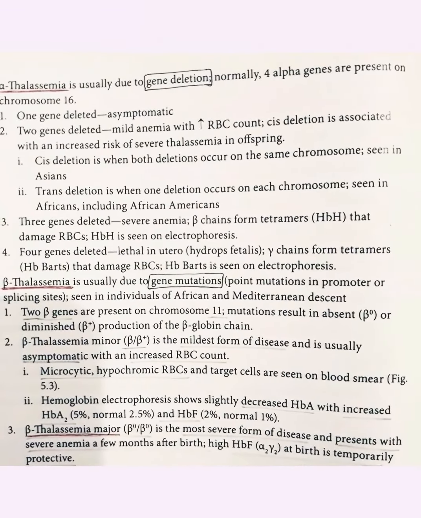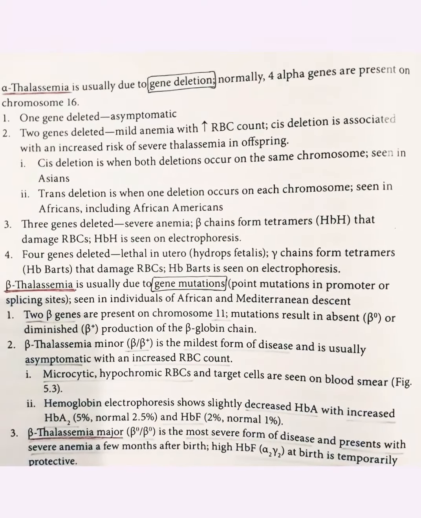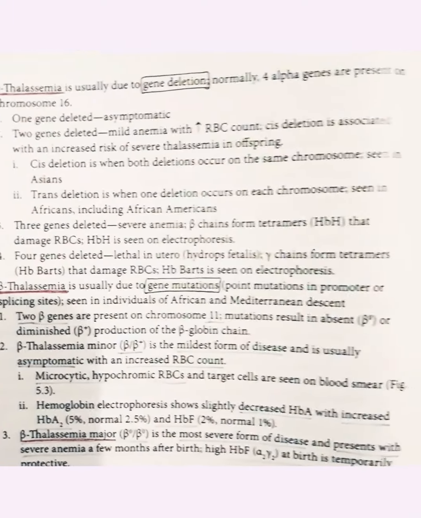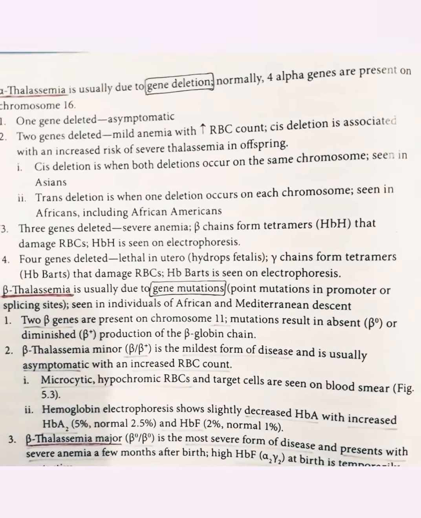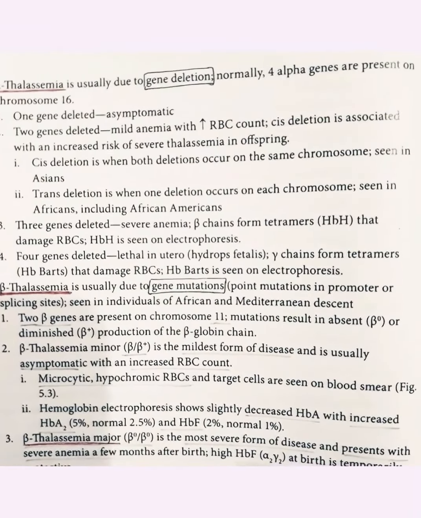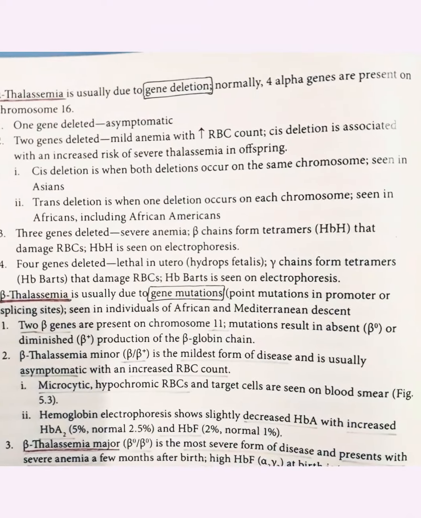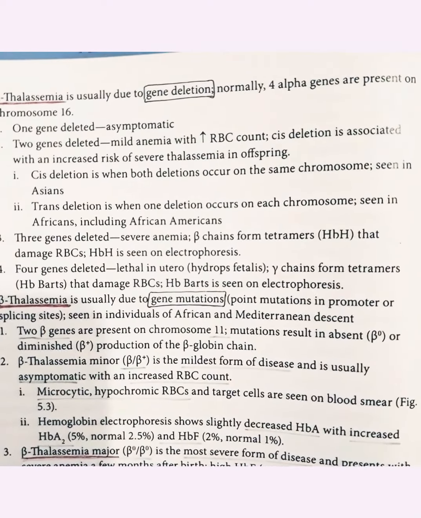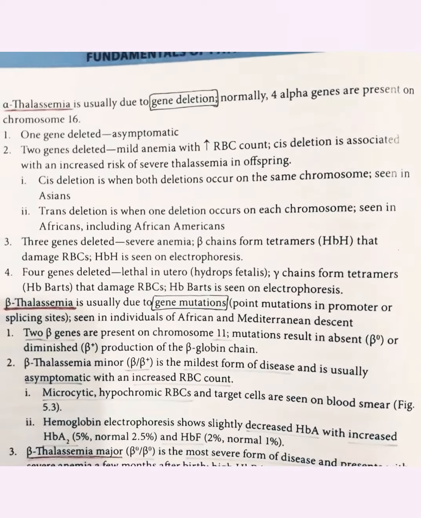Cis deletion is associated with increased risk of severe thalassemia in offspring. Cis deletion is more dangerous than trans deletion. Cis deletion is the one when both deletions occur on the same chromosome, while trans deletion is the one when one deletion occurs on each chromosome.